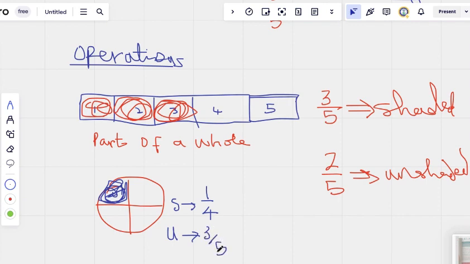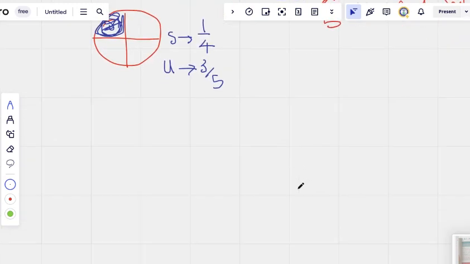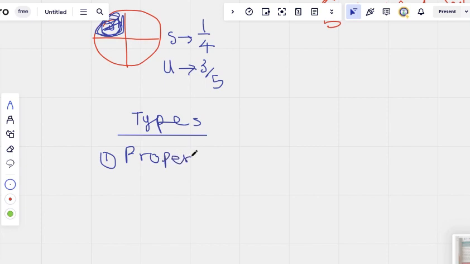Now we have types of fraction. For the types, we have the proper fraction. A proper fraction is a type of fraction where the numerator, the top part, is smaller than the denominator. Let's say if I have 2 over 5, the numerator is smaller than the denominator. This is called proper.